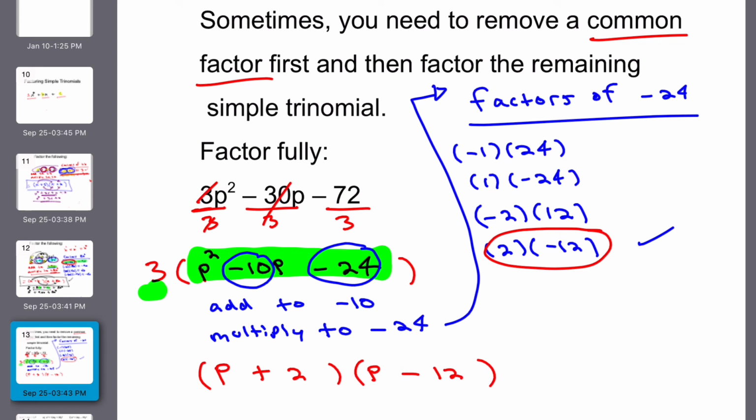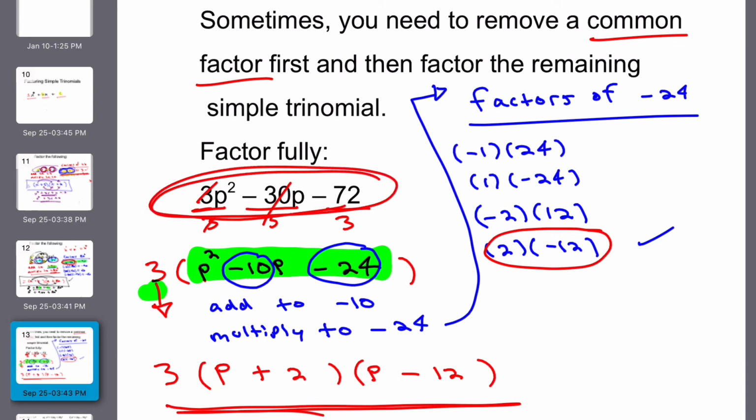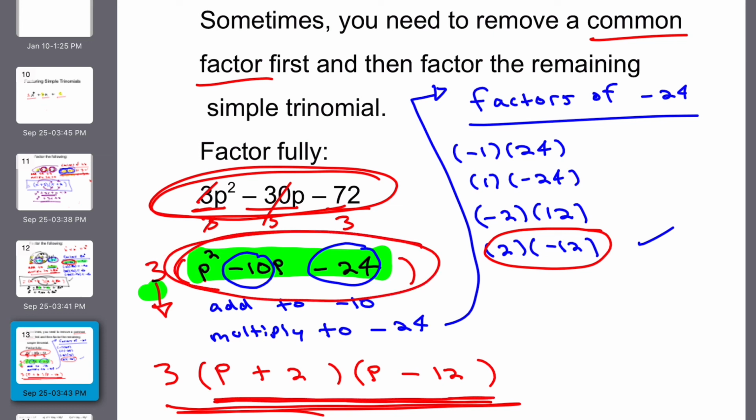And lastly, we cannot forget about that 3 that we pulled out. We have to save that 3 on the outside for the very bottom, because we want to make sure if we re-expanded this whole answer, we go right back to the original question. Okay, if you only expanded the bracket parts, p plus 2, p minus 12, you'll only get p squared minus 10p minus 24. You got to re-multiply that 3 back in to give you the very original amount there.